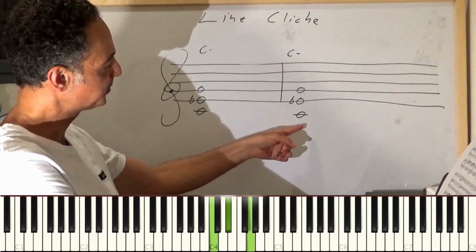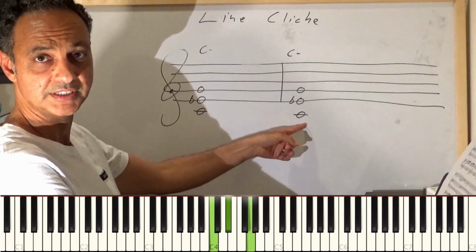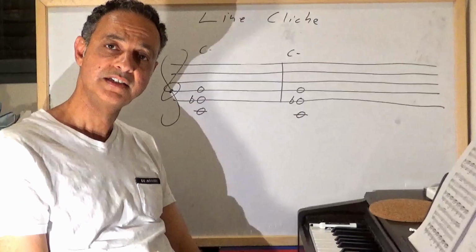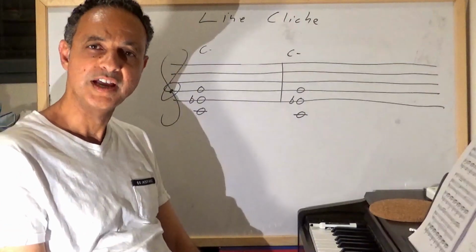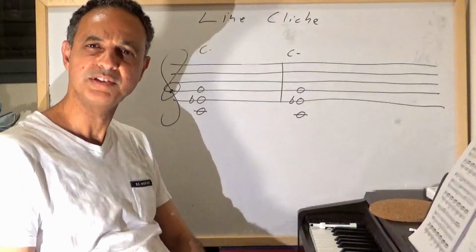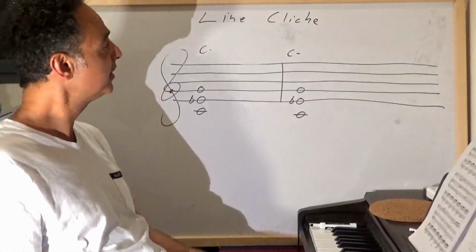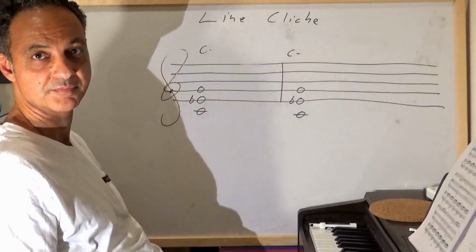2, 3, 4. 2, 3, 4. Which is nice. But sometimes, of course, we want to have maybe a little bit more movement to the music and different colors. Then we can use the line cliche.